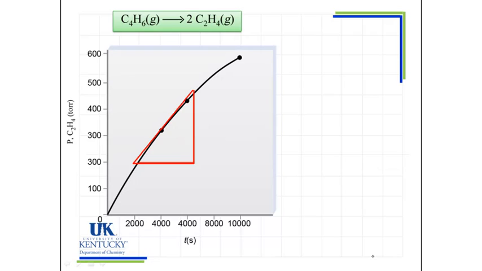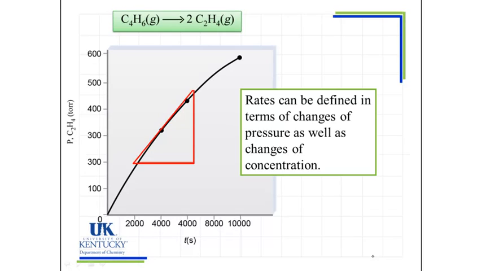Now here we have a reaction which involves gases, and you can monitor the change in the pressure as time goes by. And again, I've got a slope of the tangent line here that I could use to determine its instantaneous pressure change as time goes by. All right, so rates can be defined in terms of change of pressure as well as change in concentration.